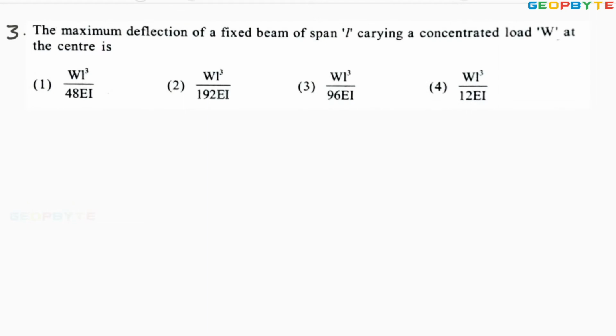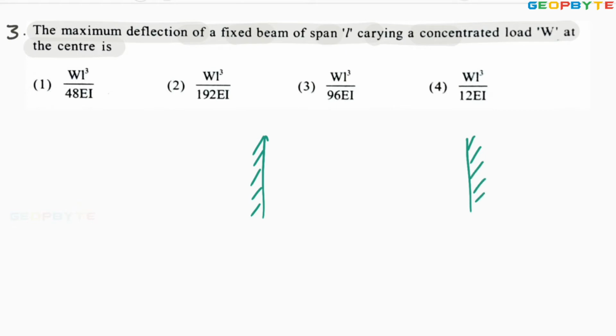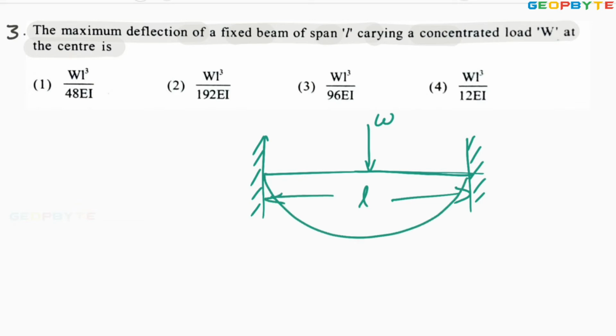Look at the next problem. The maximum deflection of fixed beam of span L carrying a concentrated load W at the center is, it is like this. A fixed beam is there. That fixed beam is fixed between the two supports, two fixtures. The load may be acting at the center like this. Length of the beam is this one.